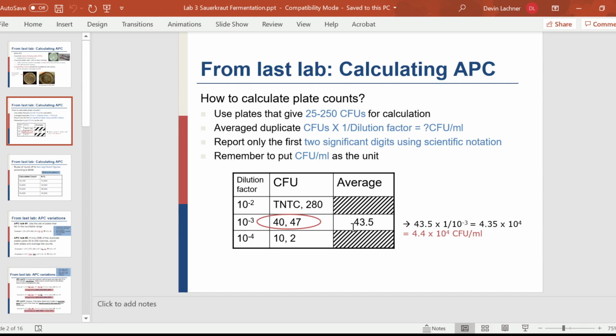So the average of those two would be 43.5. But then we're only going to be doing two significant digits, okay? So two significant figures, and all of it in scientific notation. So our average is going to be 43.5 when you combine these two. And then we're going to round to 4.4 because we're only going to have two significant digits. So make sure to remember to put CFU per ml as a unit. Okay, CFU per ml.